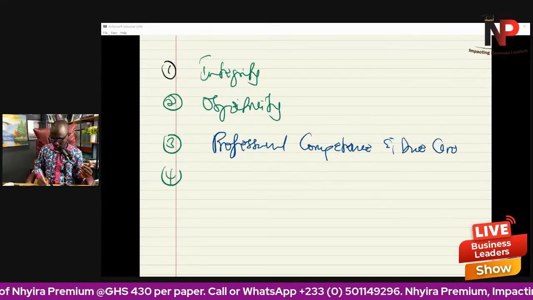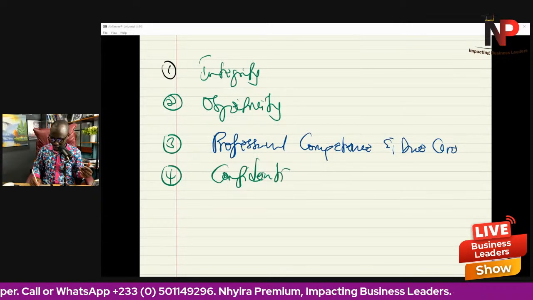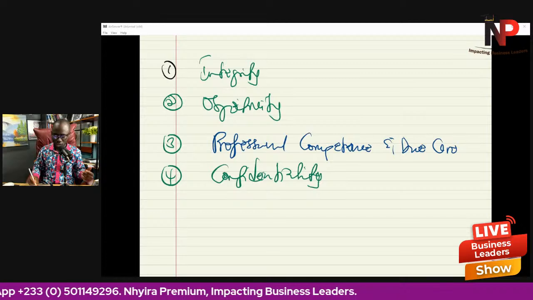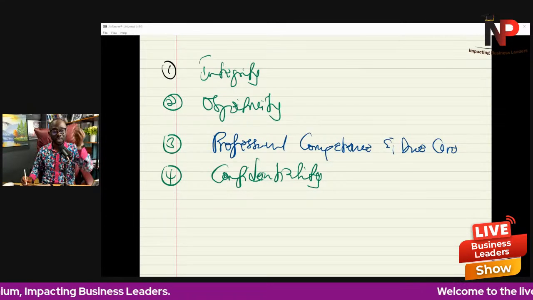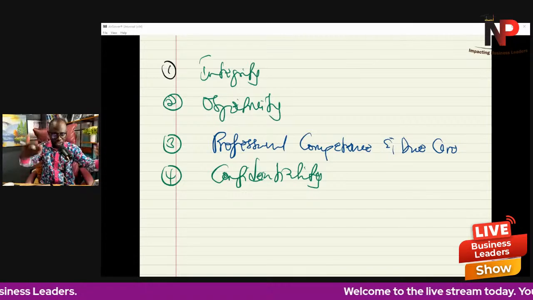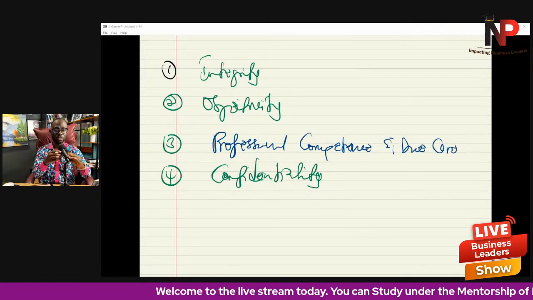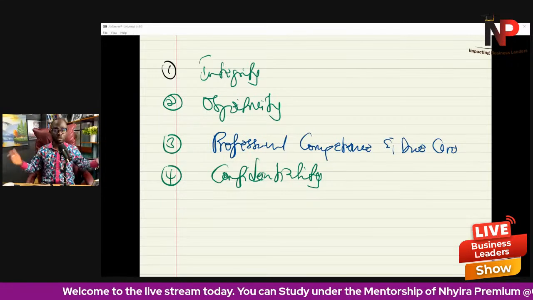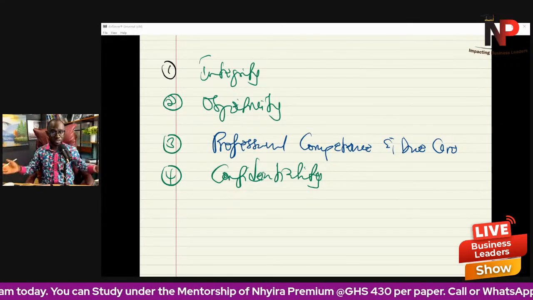And then number four, we're going to have confidentiality. As a professional accountant, you cannot talk. You've got to keep quiet. You've got to zip your lips. You need to be able to keep mute on the essential information that you come across as you carry out your work as a professional accountant. You cannot share it with anybody. But there are exceptions. Are you getting it?